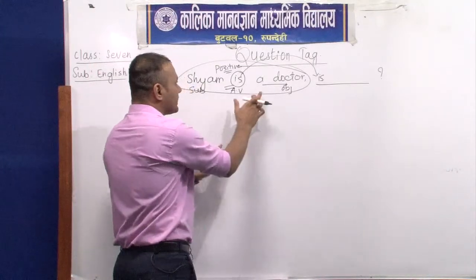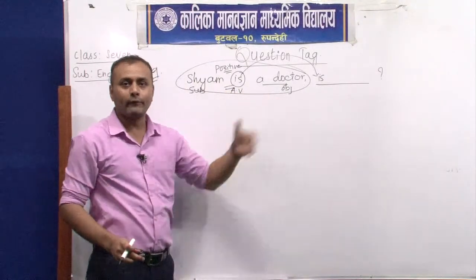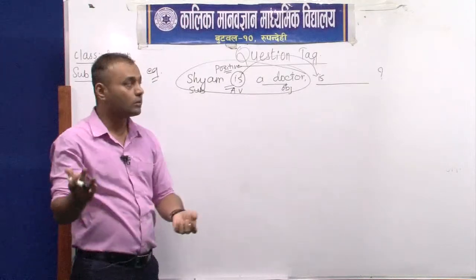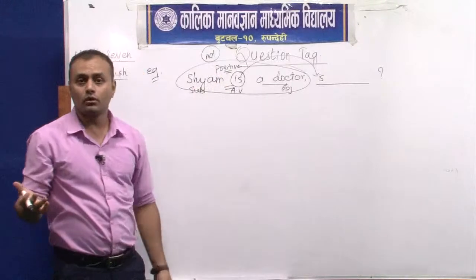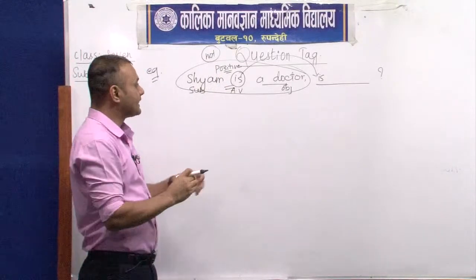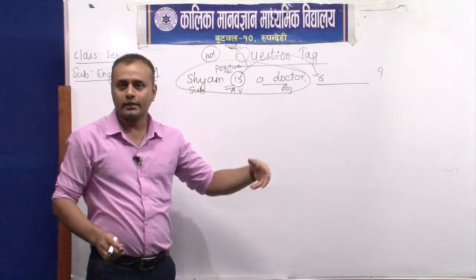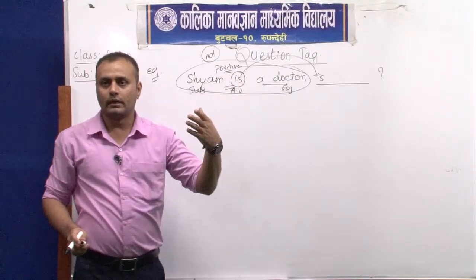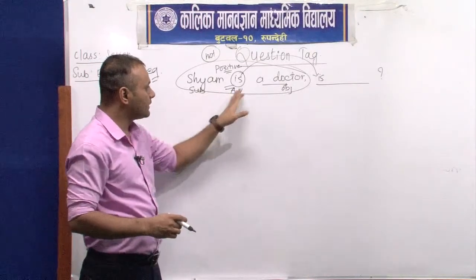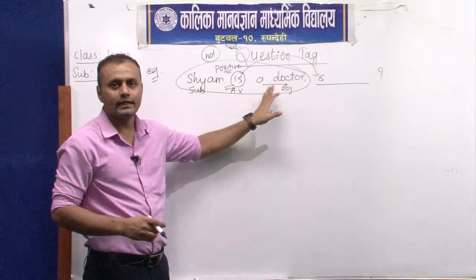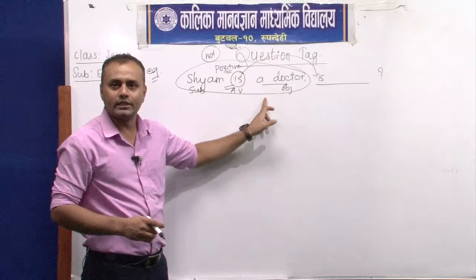You see, the statement Sam is a doctor is a positive statement. How can you say that? Because there is no not inserted in this sentence, and there are no negative words either. Negative words means hardly, barely, nothing, seldom. These kinds of words are called negative words. In this statement, there are no negative words at all, and there is no not present. Therefore, this statement is a positive statement.